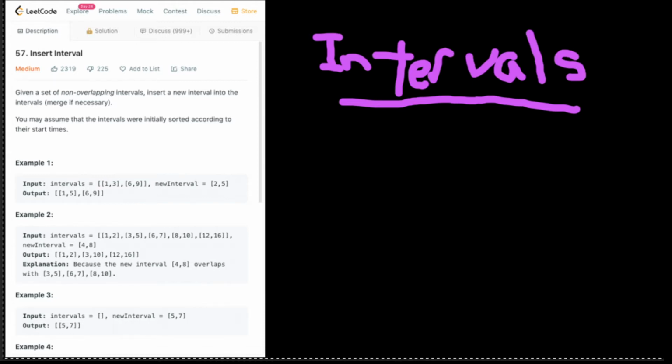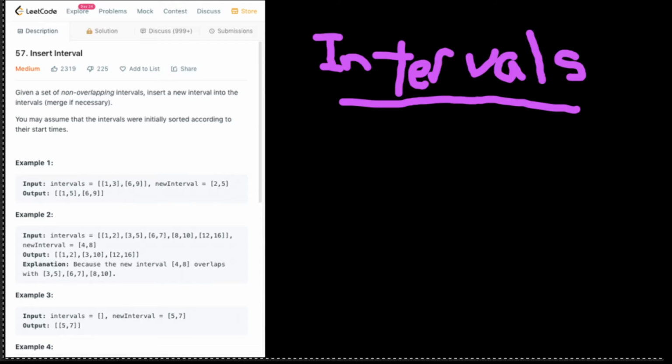For this problem it says, given a set of non-overlapping intervals, insert a new interval into the intervals, merge if necessary. You may assume that the intervals were initially sorted according to their start times.